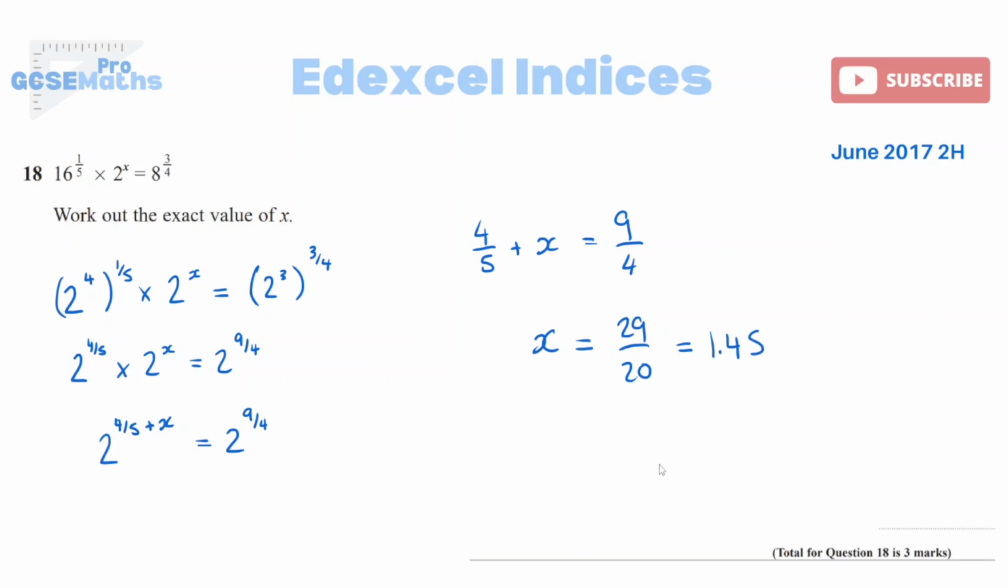Don't put 1.5 or don't round it, because they want the exact value. So either of those two answers, as long as you write the complete answer down, is fine. I normally stick with fractions personally. 29 over 20. This is one of those ones where I feel like you need to have seen this kind of type of question before to then know that this is the avenue to go down. Convert everything into the same base number.